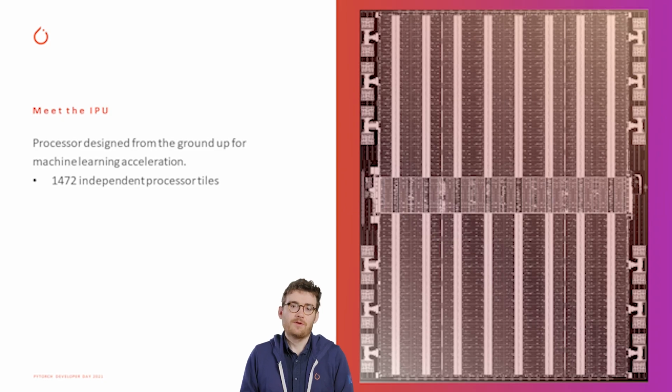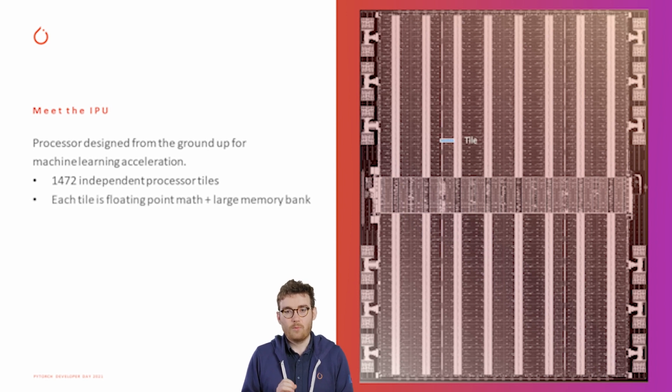So let's meet the IPU. Graphcore was founded in 2016 to develop a new kind of processor just for AI. We call it the Intelligence Processing Unit. Each IPU is built up from 1,472 independent processor tiles, each directly connected to each other by ultra-fast on-chip interconnects.